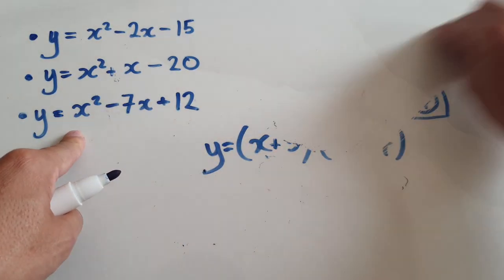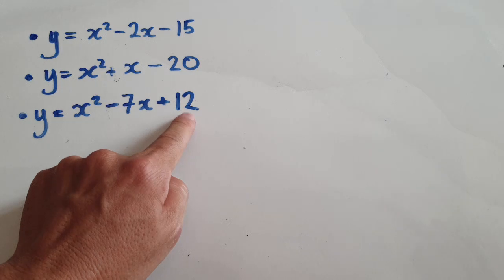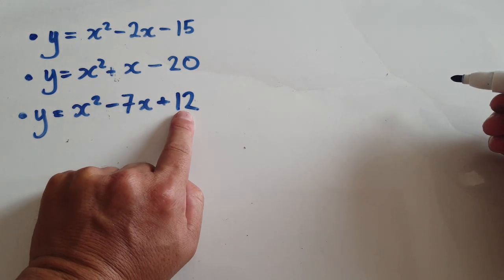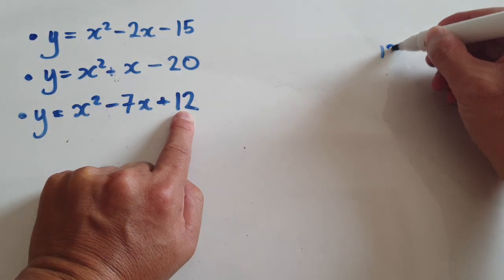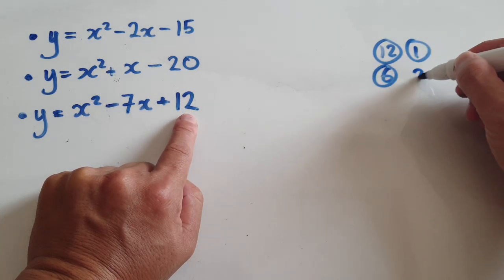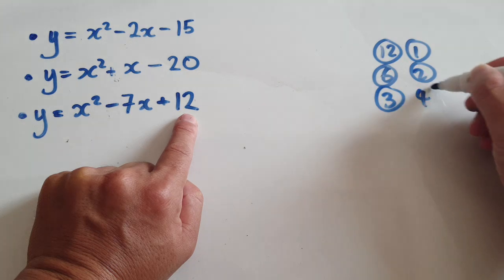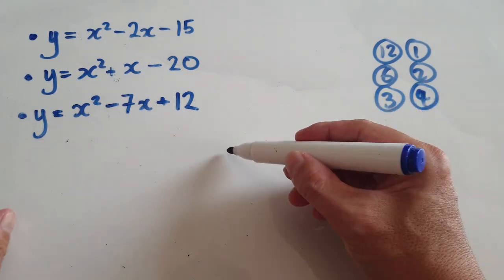Let's tackle the last one. For the last one, your biggest clue is this number here. Two numbers multiplied together to give you a 12. It could be a 12 and a 1. It could be a 6 and a 2. It could be a 3 and a 4.